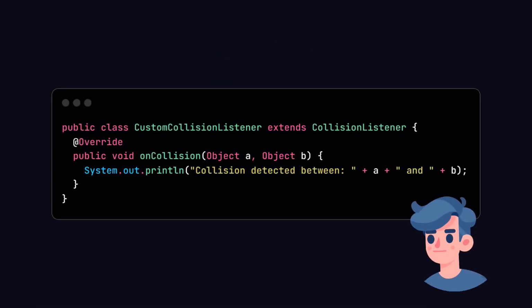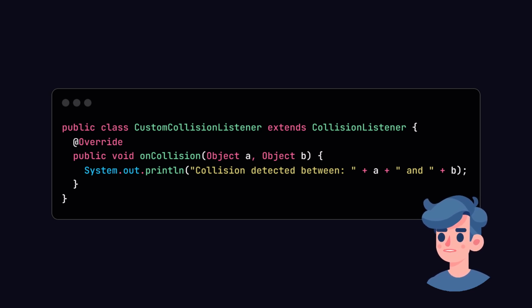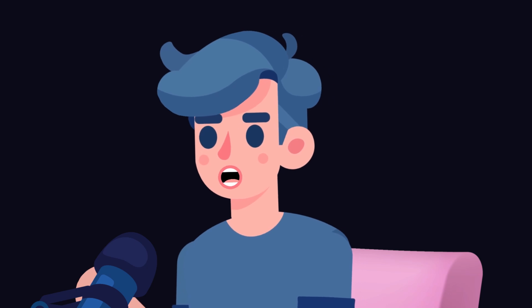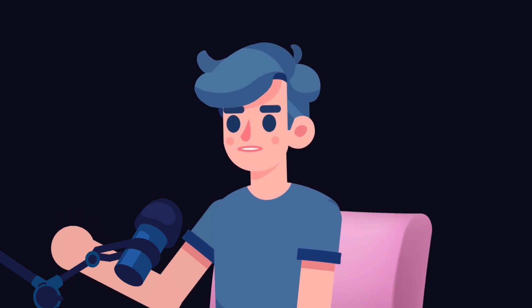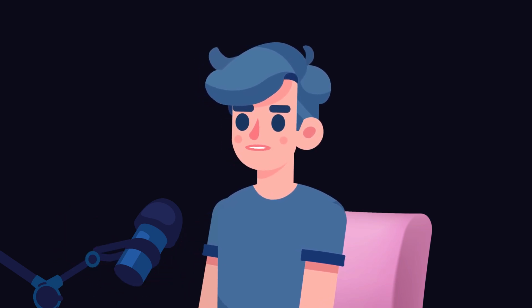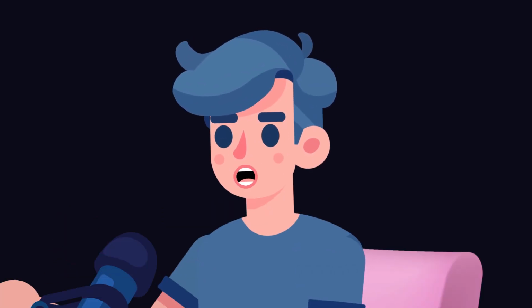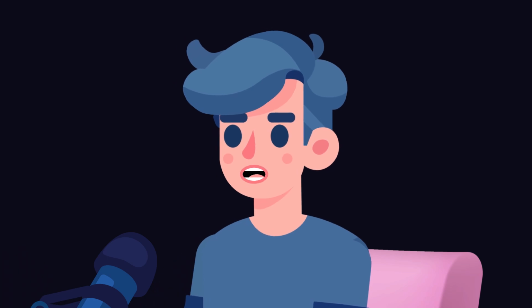Next, let's implement collision detection. We can use the provided collision callbacks to respond to collisions in a more controlled manner. The custom collision listener class extends a hypothetical collision listener interface. By overriding the on-collision method, we can log to the console every time two objects collide. Integrate this listener into your dynamics world.